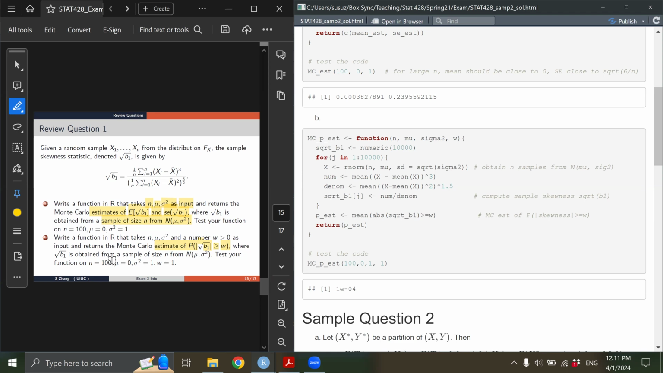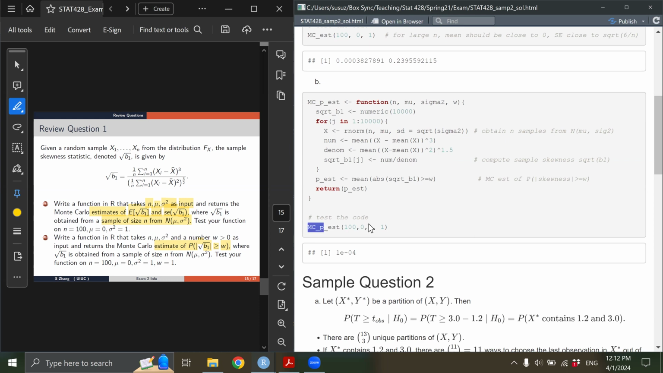This question asks you to test your function with sample size 100, mean of 0, variance of 1, and a W of 1. Right? What essentially it asks is, when you have a sample of size 100 and your data comes from normal 0, 1, what is the chance that you observe a skewness, square root of b1, that has an absolute value exceeding W equals 1? And you can see that here it's going to fluctuate a bit, but the output you get should be very small, meaning that if your data actually comes from the standard normal distribution, it's quite unlikely for you to get an observed sample skewness that's greater than or equal to 1.